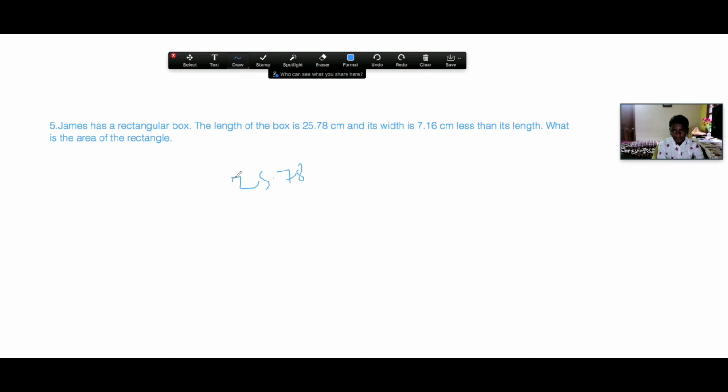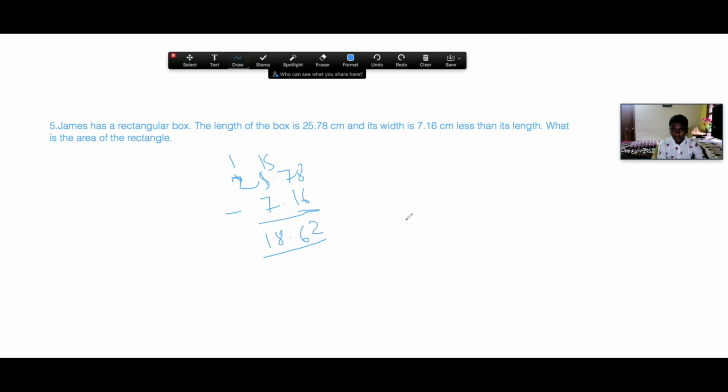25.78 minus 7.16. We should do subtraction. 8 minus 6 2. 7 minus 1 6. So here 15. So it will become 1. So 8 plus 7 15. It is 18.62, right?